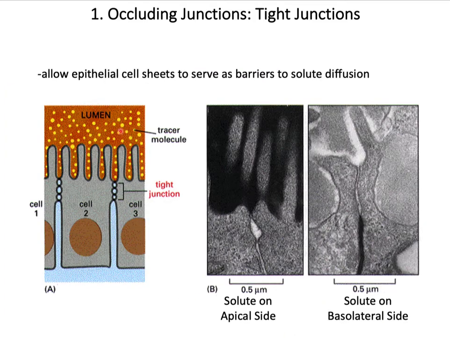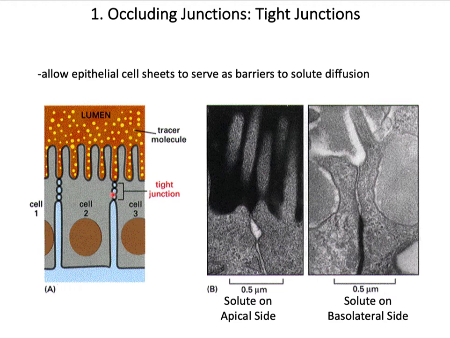Tight junctions also allow epithelial layers to serve as barriers to solute diffusion. Solutes on the apical side of the epithelial sheet cannot pass over to the extracellular space of the basolateral side because of this tight junction. And this is really well illustrated in this experiment here.